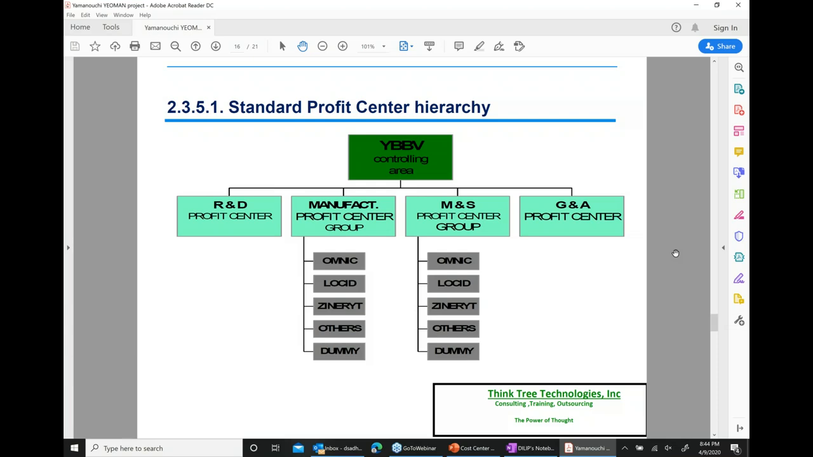Now, profit center is which actually accumulates both cost and revenue. Now, what could be an example of a profit center? Could be many, but let's say I have a sales office in Boston. Now, this sales office in Boston is doing the selling function. So they're doing a lot of sales to the different customers based out of Boston.